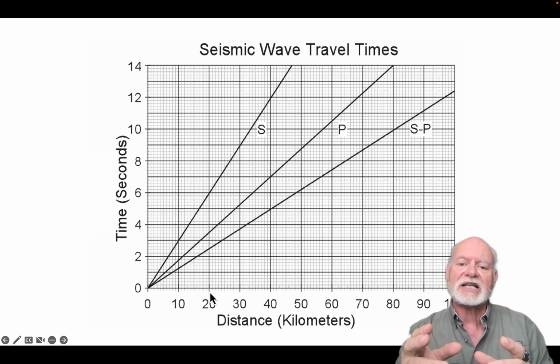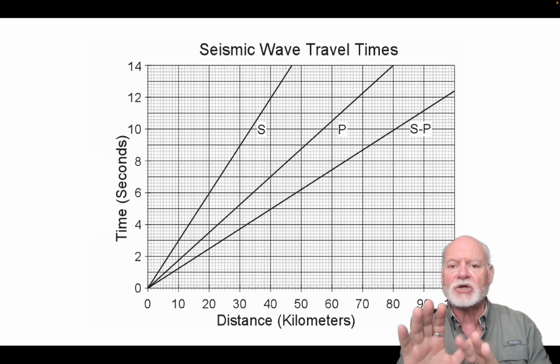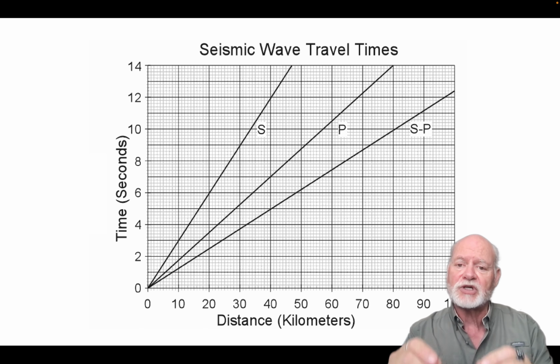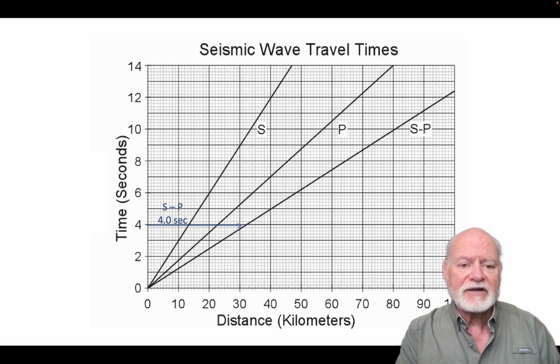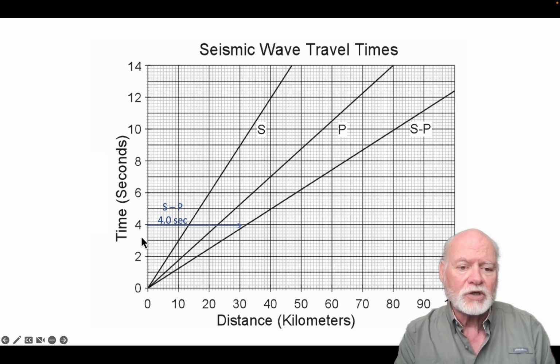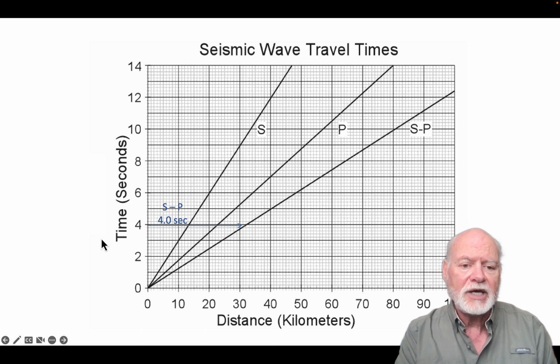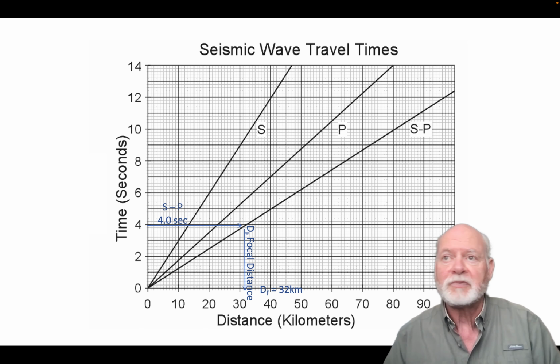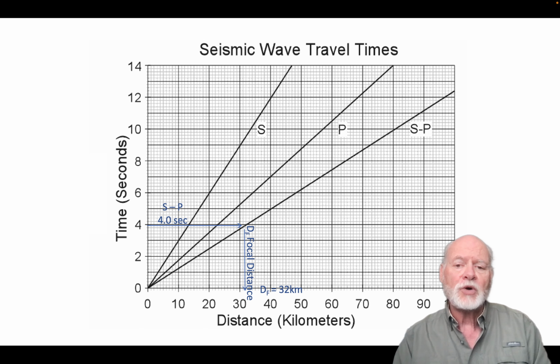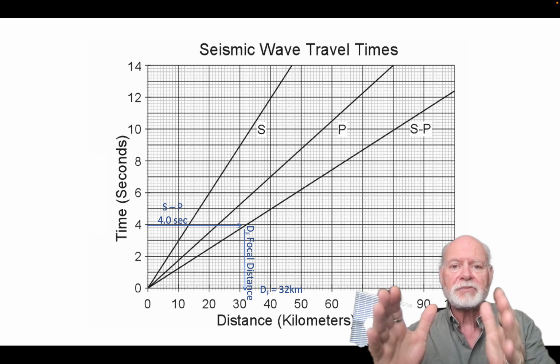So you take your S minus P interval and you're going to ignore the S and P curves that are here, and you're going to look at that derived curve, the S minus P curve. So for example, if you had a 4-second S minus P, you'd go 4 seconds on your time scale and draw a line all the way over, ignoring the first 2 curves, until you run into the S minus P curve. Then you would draw a line straight down, and that would give you a focal distance of 32 kilometers. That's it. So you would note the focal distance for multiple seismograms from multiple recording stations.